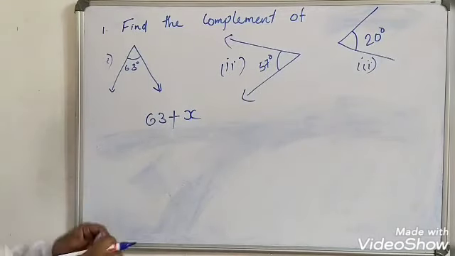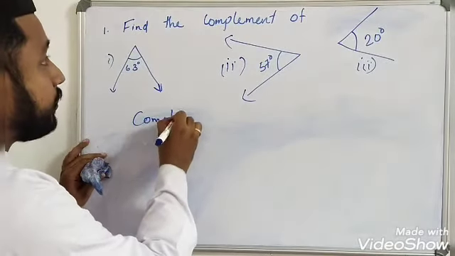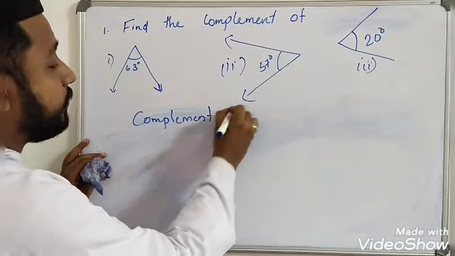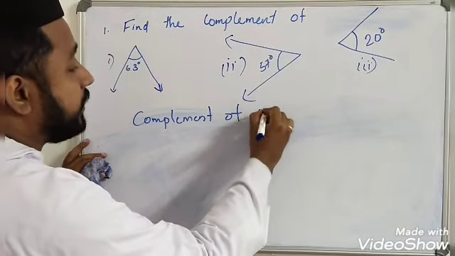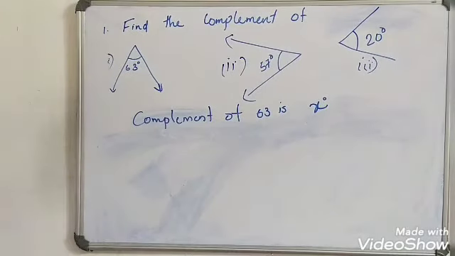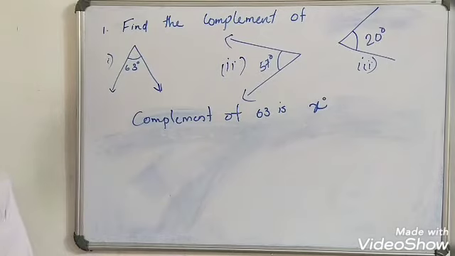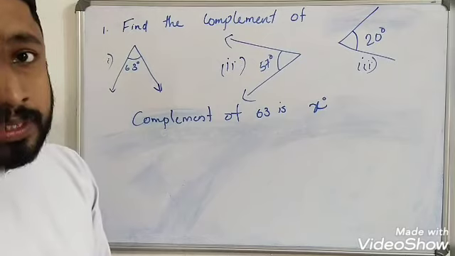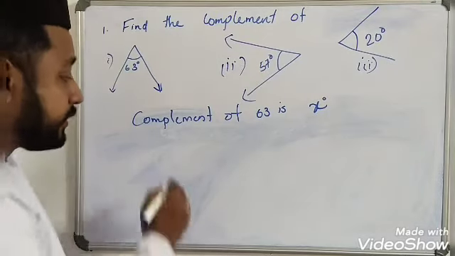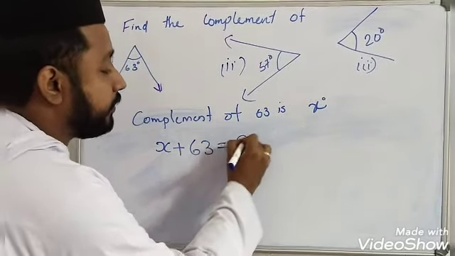In the first question, we take the complement of 63 as x degree. We know how to solve a simple equation. So complement of 63 is x. We have to find the complement of 63, that is x. We know complementary angles means their sum is 90 degree. That is x plus 63 is equal to 90 degree.